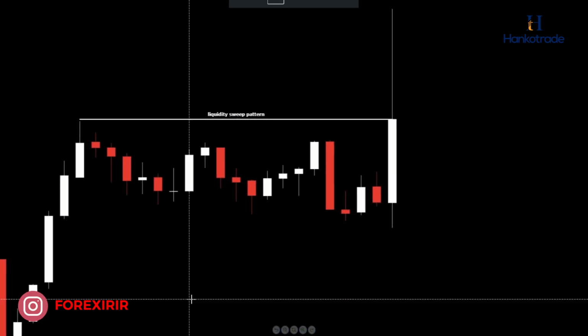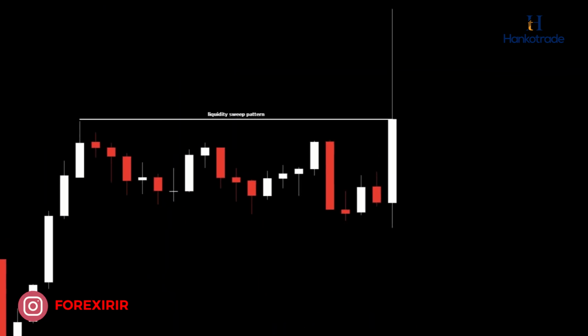Once more, we have the Euro/Dollar 15-minute time frame chart. If we take a closer look at the chart, we can see that the price has cleared the liquidity above this structure with a single candle, followed by an immediate push in price to the downside. The price then returns to the range below the previous high, pinpointing a valid liquidity sweep pattern.